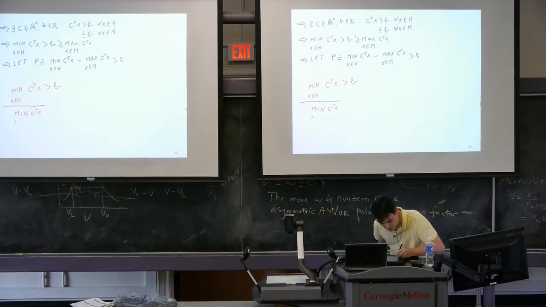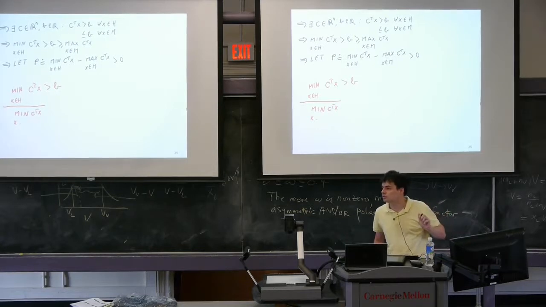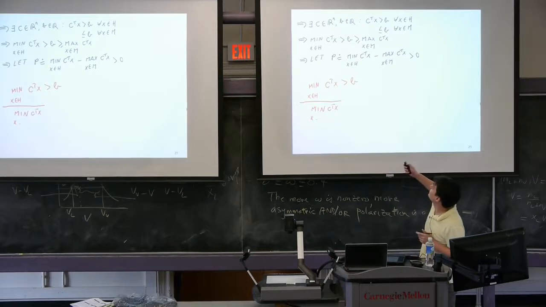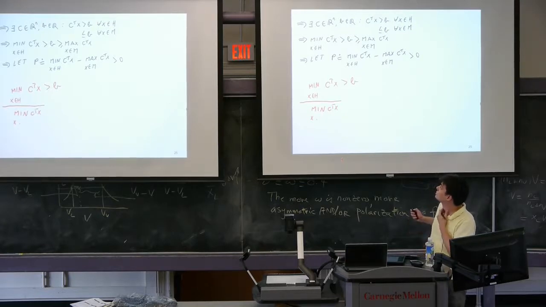Over H. First you can find C transpose X to separate H and M. Yes, so I have C and B that separates them. Yeah, so the minimum C transpose X is always bigger than B in H, and B is bigger or equal than C transpose X in M. So you find the minimum of X in H. H is the positive, right? Yeah.